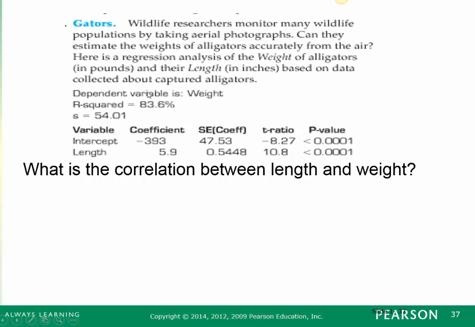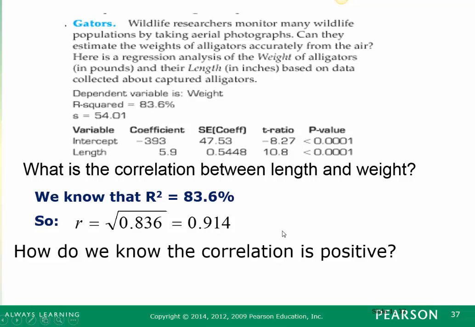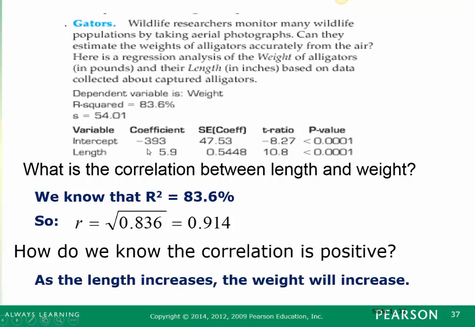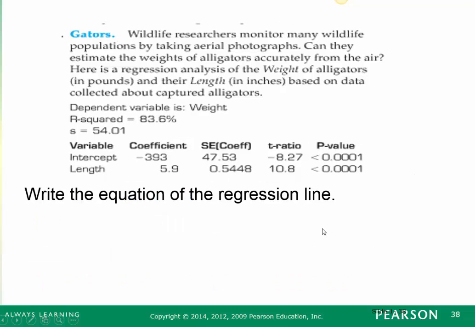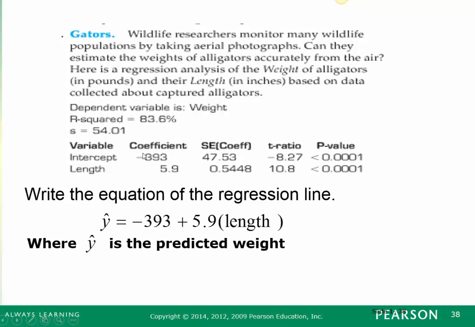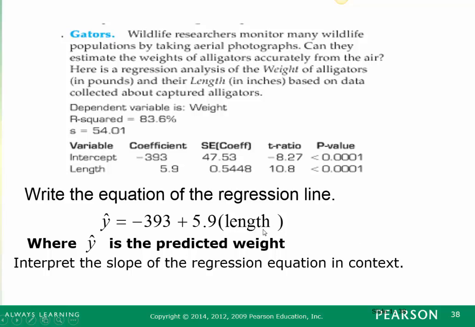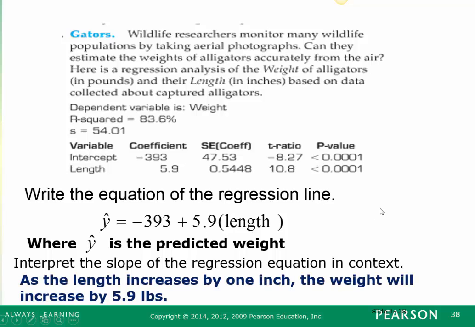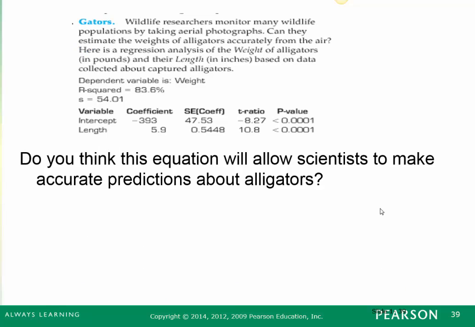What's the correlation? Okay, so they only gave me r squared. I notice the slope is positive, so I can take the square root of r squared to get r. And I know it's positive because the slope is positive. And again, also in context, as length increases, weight will increase. Write the equation of the regression line. Okay, it's going to be y hat equals negative 393, that's the y-intercept, plus 5.9 times the length, where y hat is the predicted weight. Interpret the slope. So every time the length of the alligator goes up by 1 inch, the weight increases by 5.9 pounds. Do you think that this equation will allow scientists to make accurate predictions about alligators?